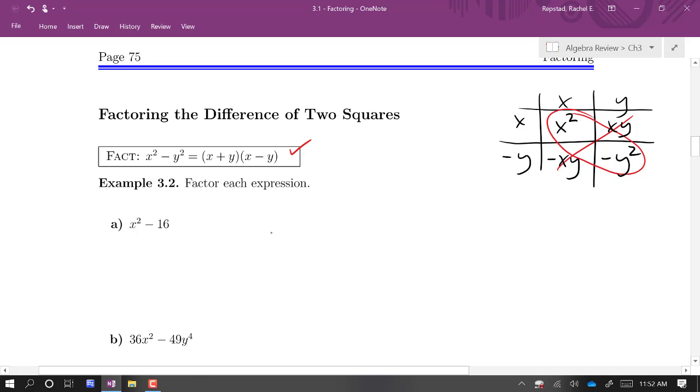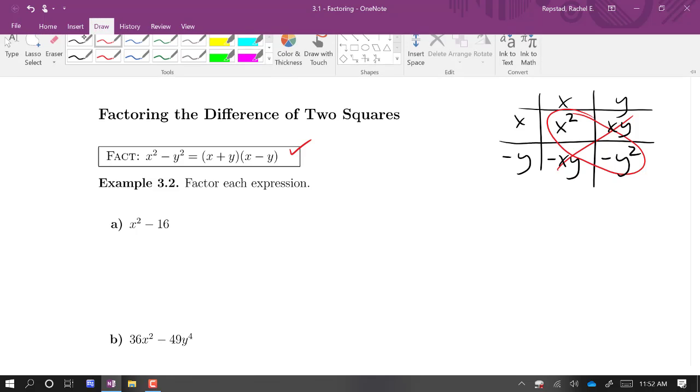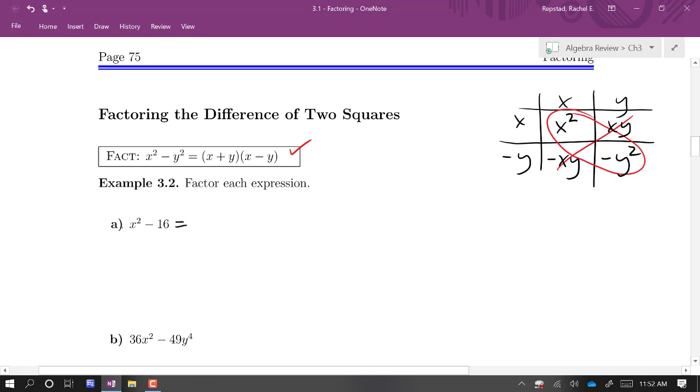When we factor a difference of squares, the first step is recognizing that you have a difference of squares. So in this first example, x squared is obviously a square, right? And then 16 is 4 squared. So I'm just going to write it explicitly as a difference of squares. And then using this fact, it'll factor as x plus 4, x minus 4.